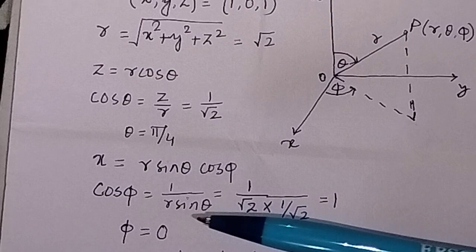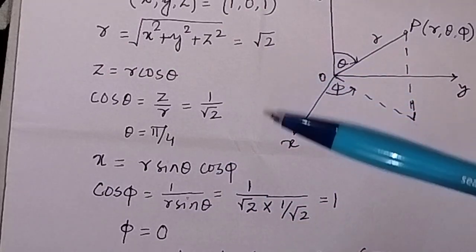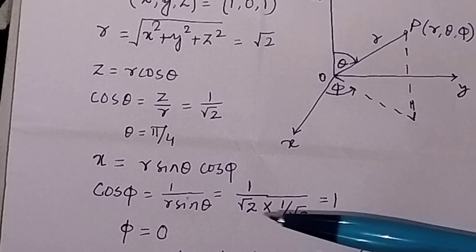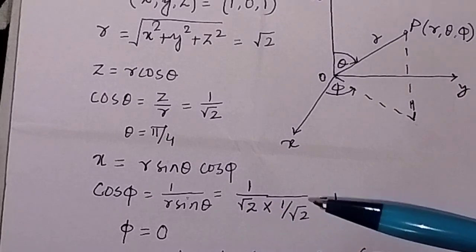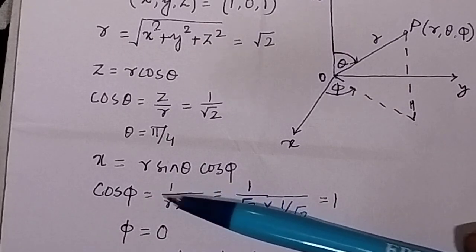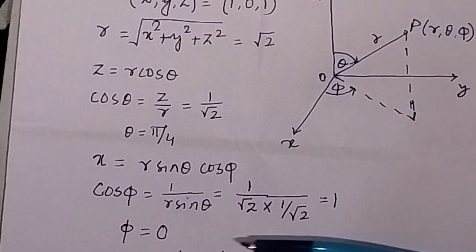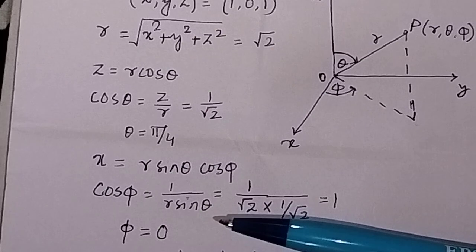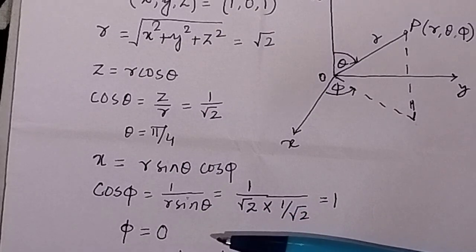So 1 divided by r sin theta: the r value we have found out is root 2, and sin theta, that is sin 45 degrees, is equal to 1 by root 2. So cos phi will be equal to 1. So phi will be equal to 0. That is, the azimuthal angle, or the angle in the xy plane, will be equal to 0.